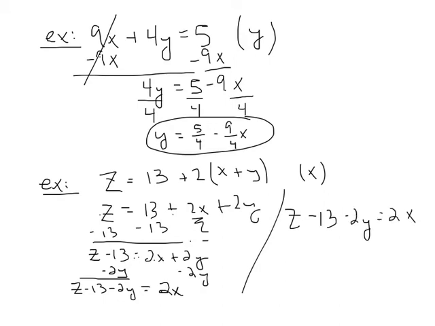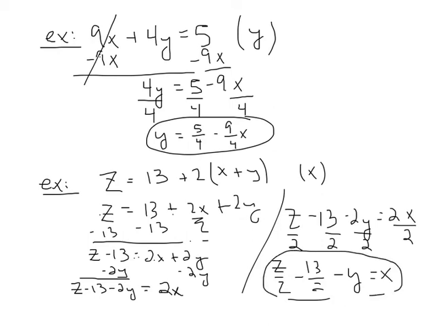And to solve for x, I need to divide by 2. But like the last example, instead of doing one big fraction bar, I'm going to do 3 little ones. Either way is mathematically correct. So my final answer is z over 2 minus 13 over 2. Notice here the 2's cancel, minus y equals x. So one big fraction bar or a bunch of small fraction bars, either way is okay.